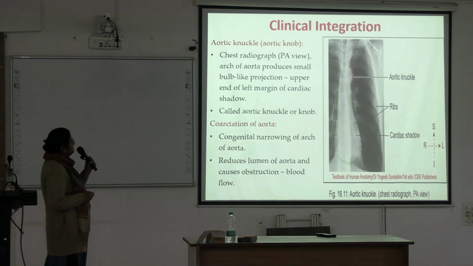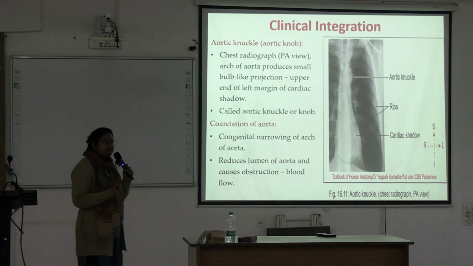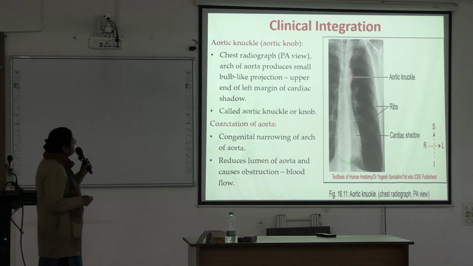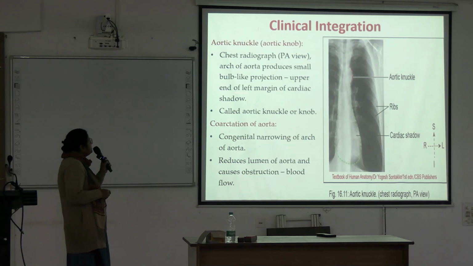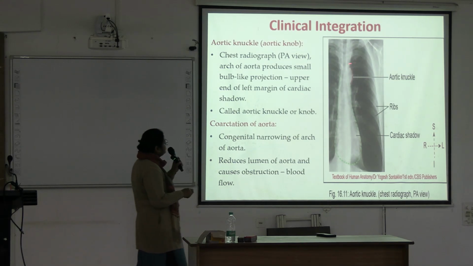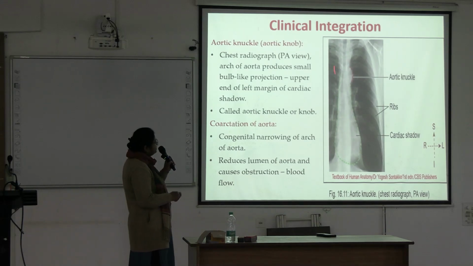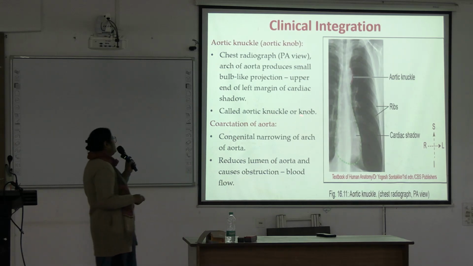Next, this is the aortic knuckle or aortic knob. This you will see during chest radiograph, chest X-ray. Okay, in the chest radiograph PA view, the arch of aorta produces a small bulb-like projection. This is a normal X-ray you will say. Bulb-like projection at the upper end of the left margin of cardiac shadow. This is the left margin of cardiac shadow. This is the right margin of cardiac shadow. So at the upper part of the left margin of cardiac shadow you will see the aortic knuckle. This is formed by the arch of aorta. Okay, called aortic knuckle or aortic knob.